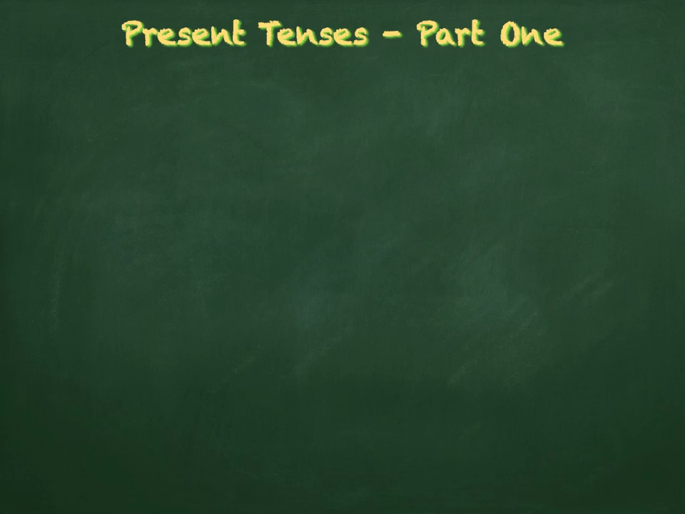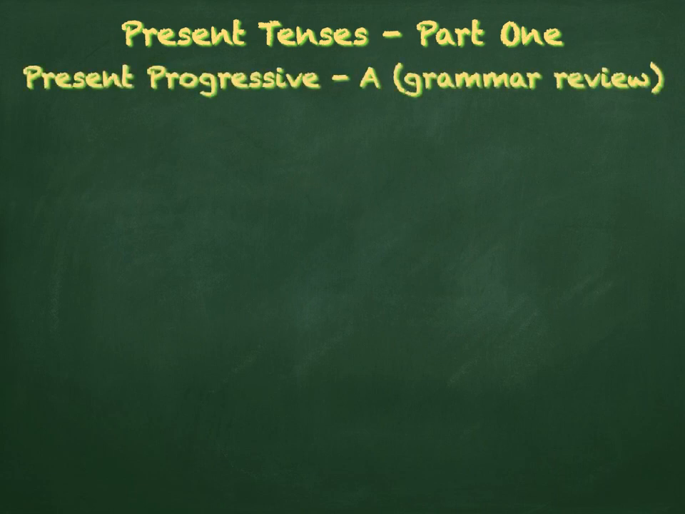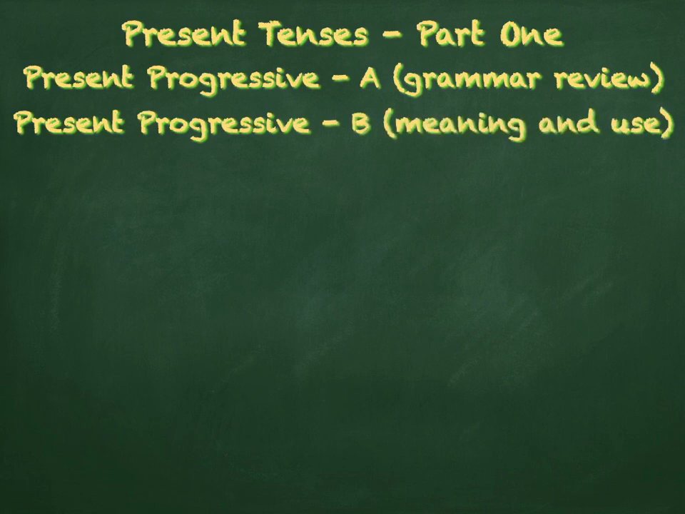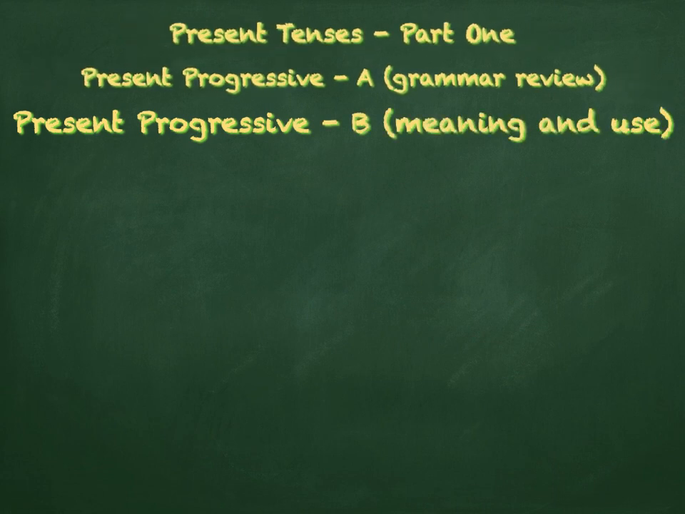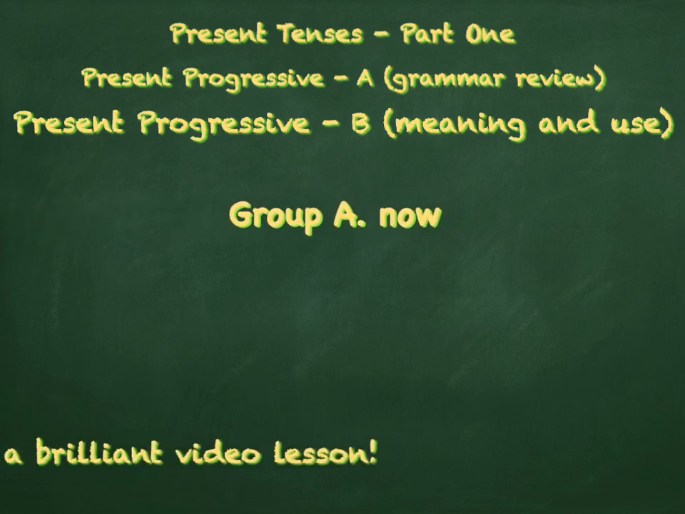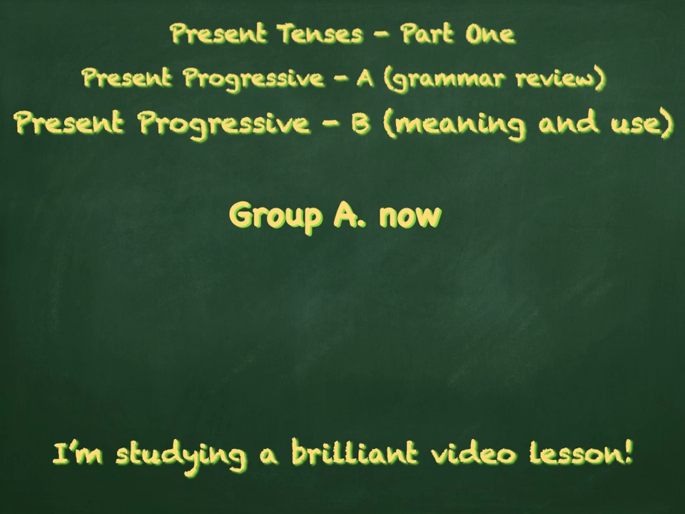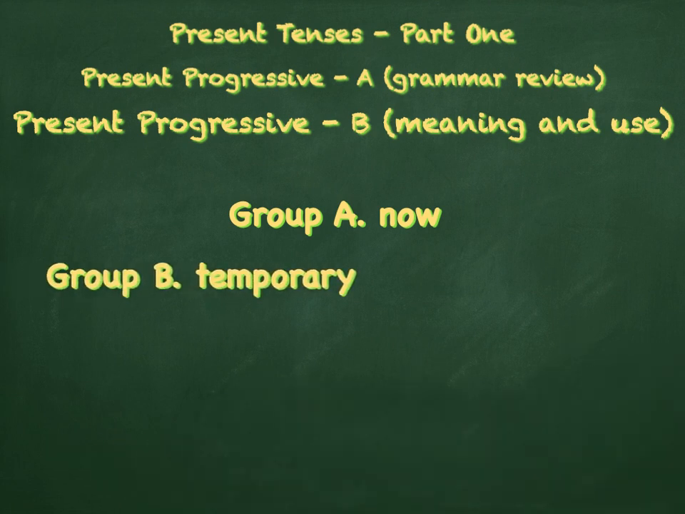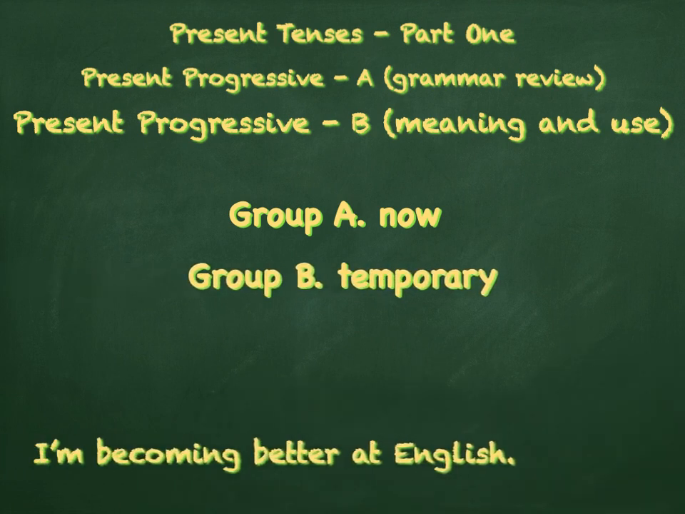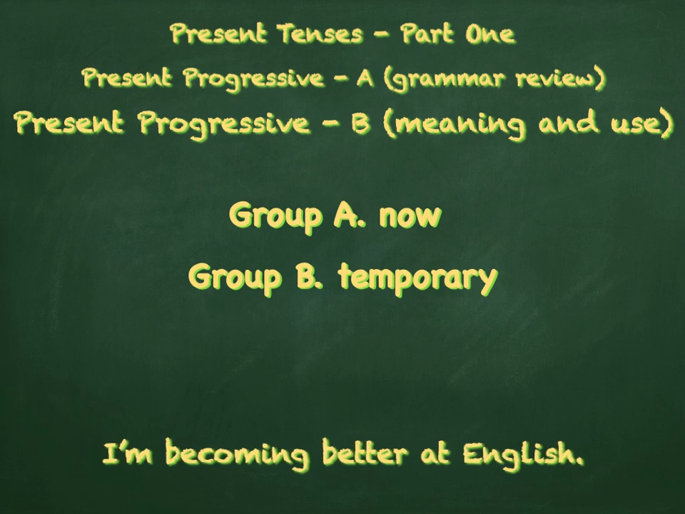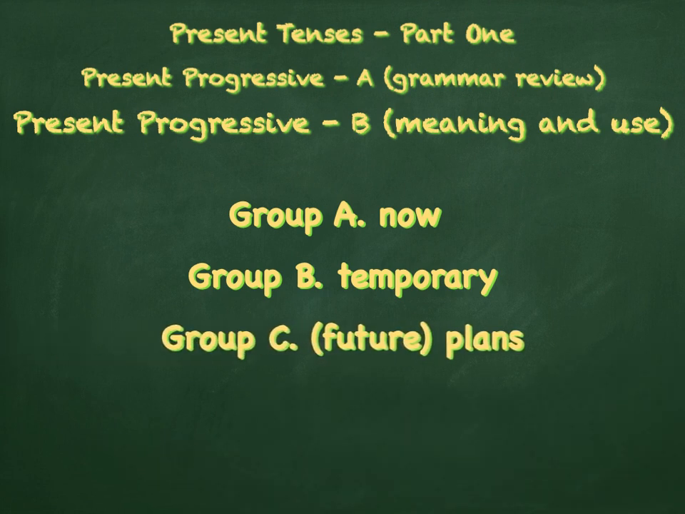Right. The first video of part 1 looked at the grammar, and in part 1b, we have been studying the meanings and the ways we use the present progressive. The time focus is on 3 main areas. Now, here's a good example. Temporary situations and our personal plans.